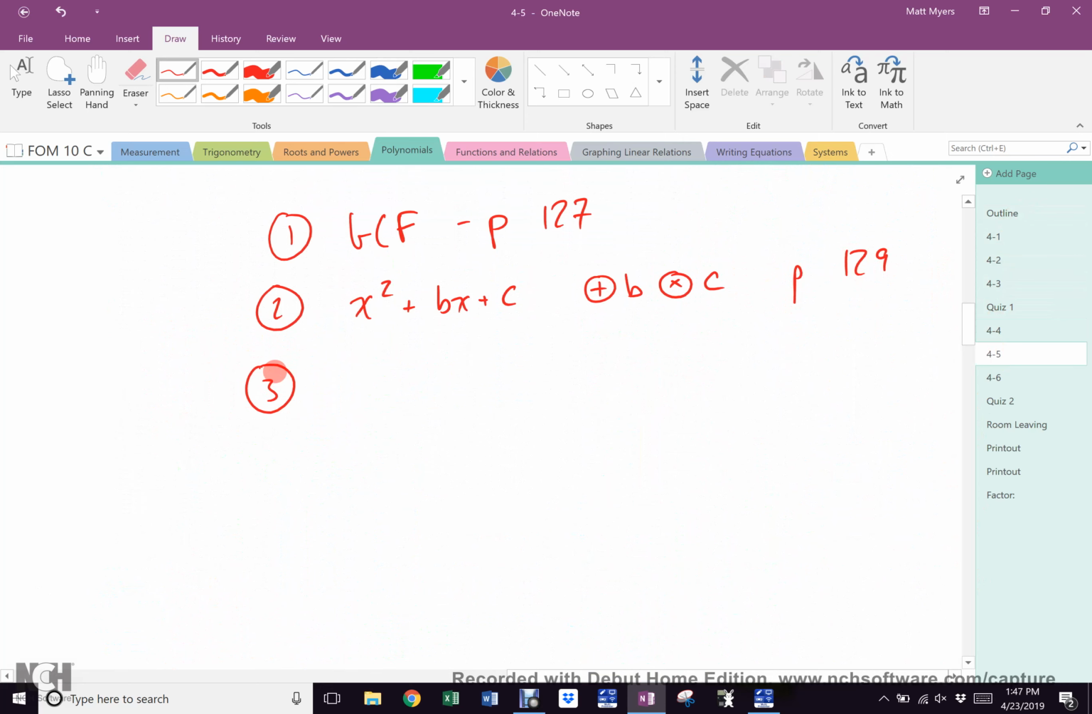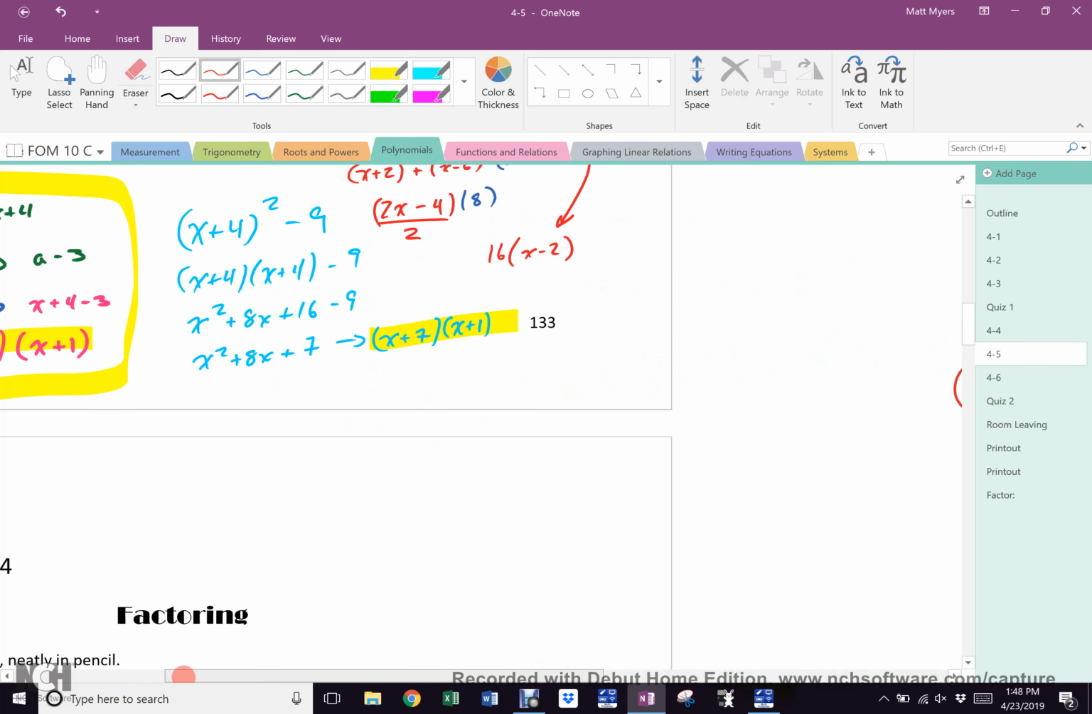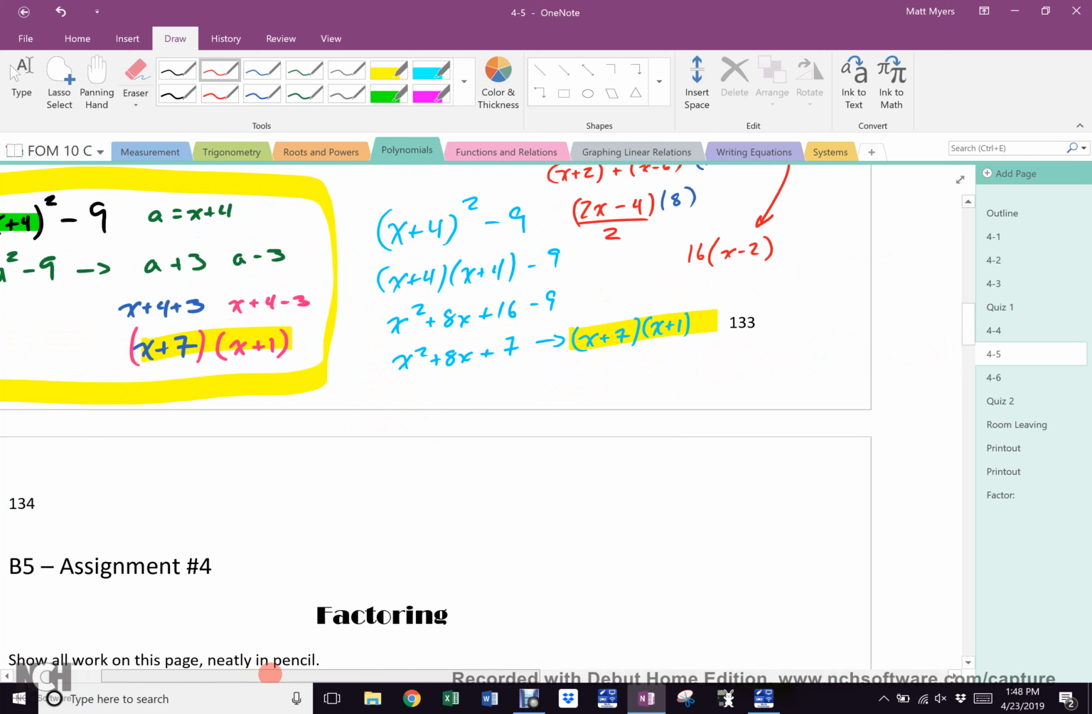And the third thing you have is difference of squares. X squared minus y squared. As long as this is a square, then you take the square root of the first one, square root of A plus square root of B, and then you write it again with a minus sign. And that is the page we are working on right now, which is page 133.